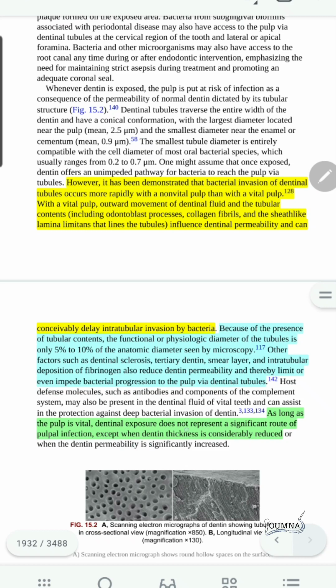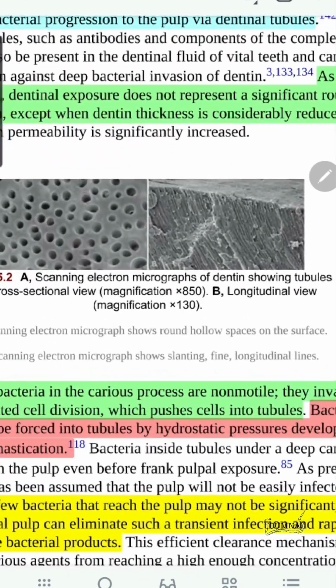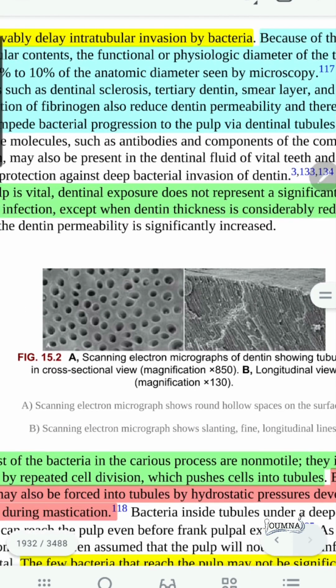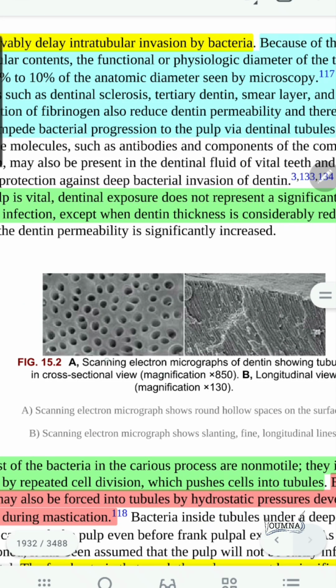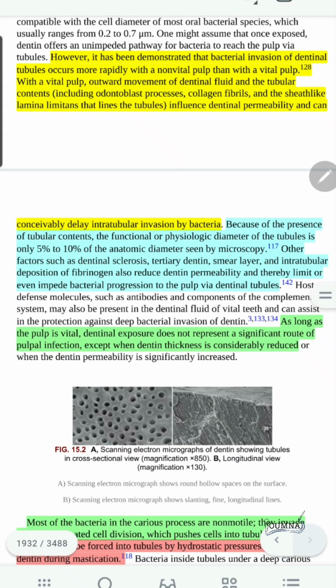Dentinal exposure does not represent a significant route of pulpal infection, except when dentin thickness is considerably reduced, which means that the dentinal tubules delay the invasion. What we see under the microscope as these lumens are not the actual size of the tubules, because in reality they are filled with collagen fibers and the odontoblastic processes.